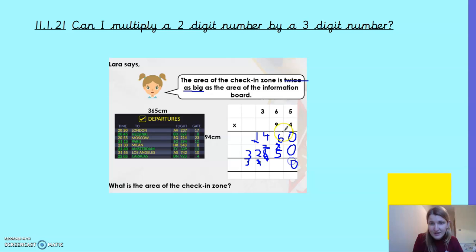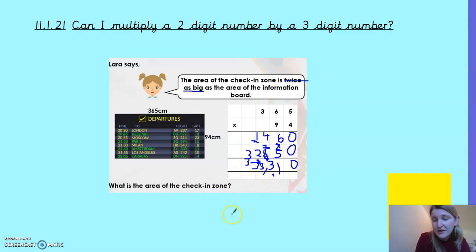Final step, add them. 0 add 0. 6 add 5 is 11. 4 add 8 is 12, plus the 1, 13. 2 add 1 is 3. And we've got 3, add nothing else, 33,310. Remember, we're not quite done there because the area of the check-in zone is the question and the area of the check-in is twice as big. What do you think I'll need to do? Hopefully you've said double or multiply by 2 to find out the area of that.